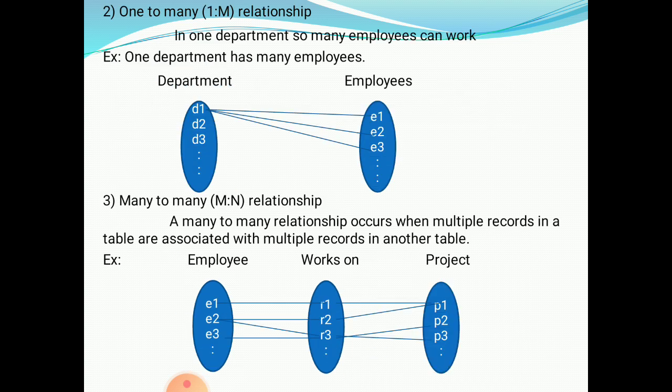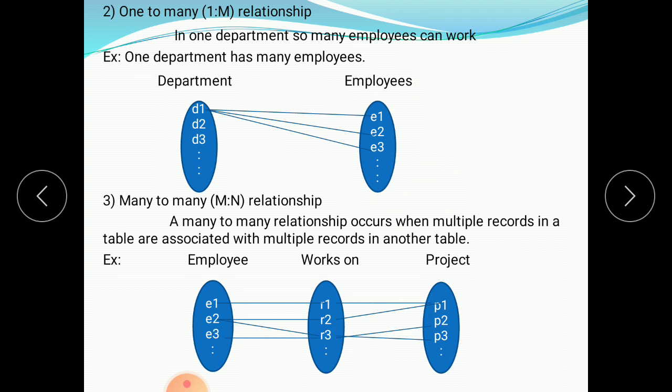The second one is the one to many relationship. One and M means one to many. In one department, many employees can work. For example, one department has many employees. These are the departments D1, D2, D3 and so on, and the employees are E1, E2, E3 and so on. One department has many employees.